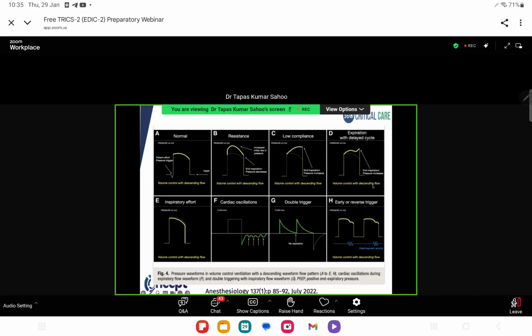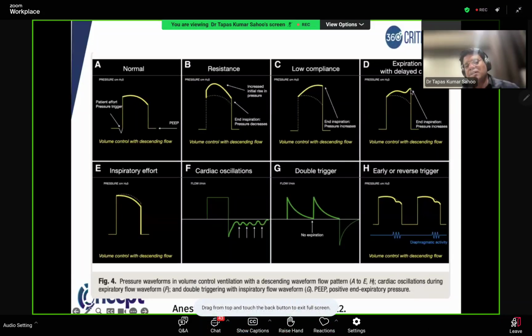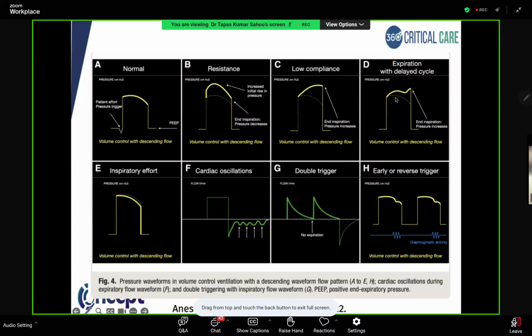So, volume control with descending flow. You can see here, end inspiration is happening after it should have been here. The pressure is increasing here. So that is not a good thing. You have to actually decrease the threshold for the cycling.